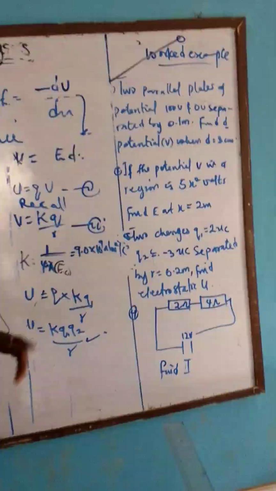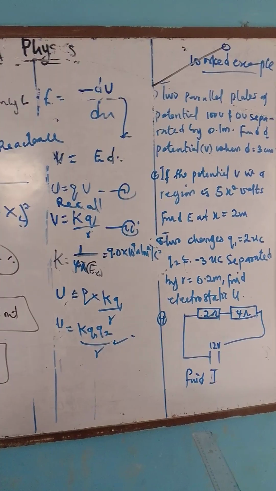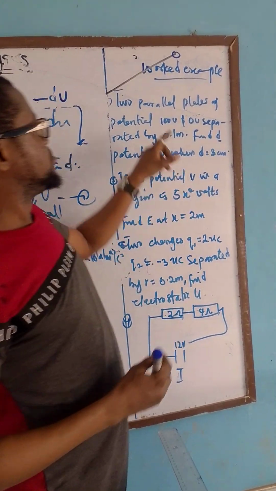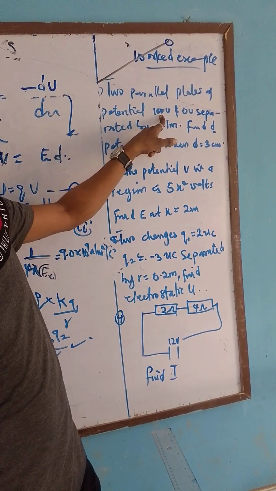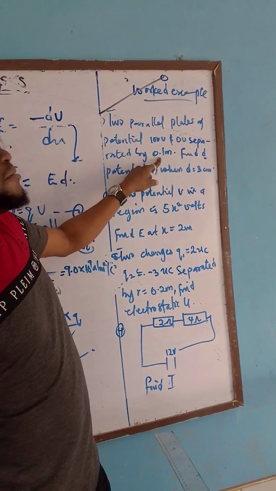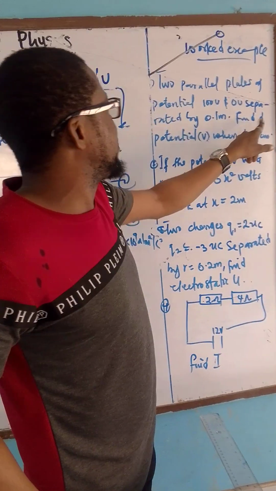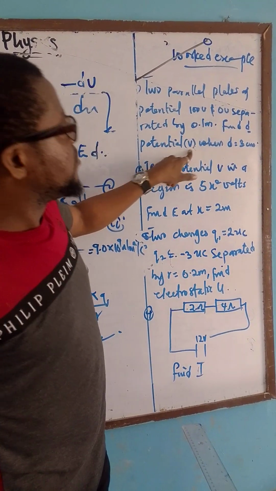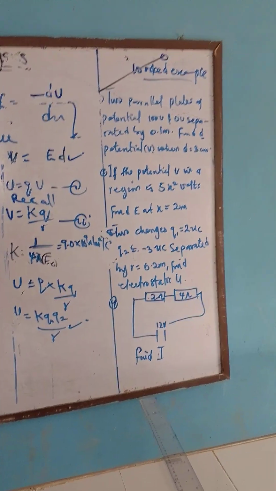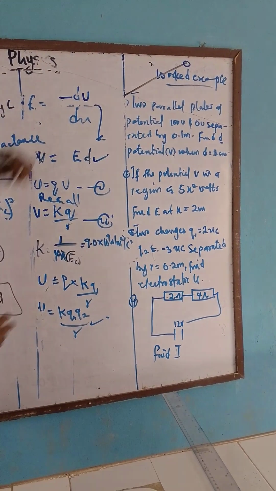Now, let's see how we can use any of the formulas I have on the board to solve one or two questions. Two parallel plates: one of the plates has a potential of 100 volts and the other 0 volts, separated by a distance of 0.1 meter. The question says find the potential V. I can try this, or I try this. So any of the two goes.